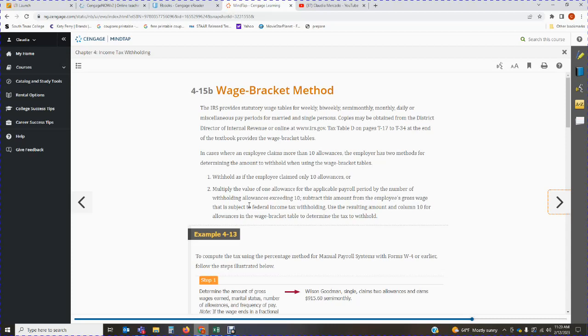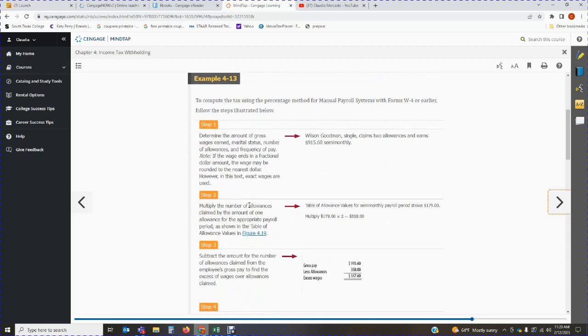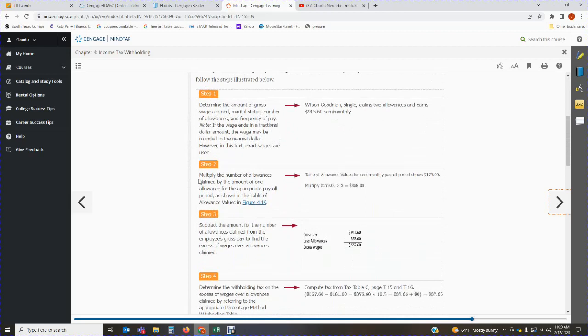If the W-4s are from 2020 to now, then we use the prior method that we were using in the beginning of the chapter. This is a supplemental section, in case you come across a W-4 from 2019 and earlier. So these are the 4 steps.